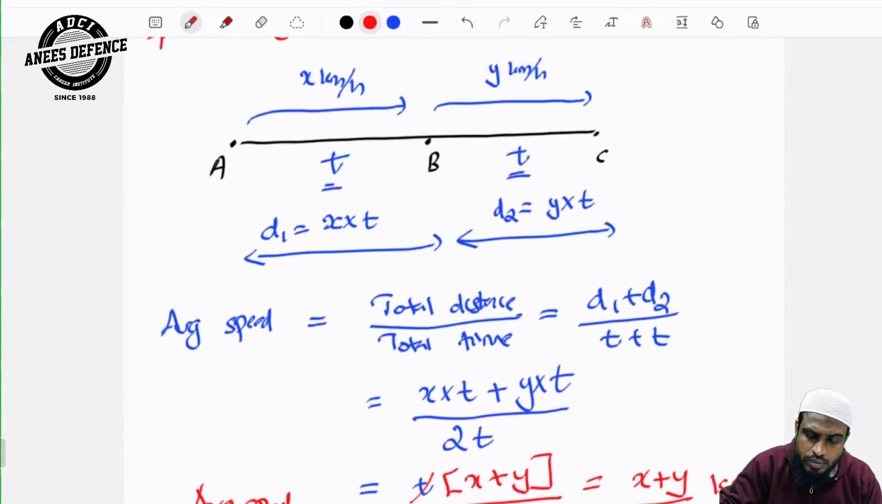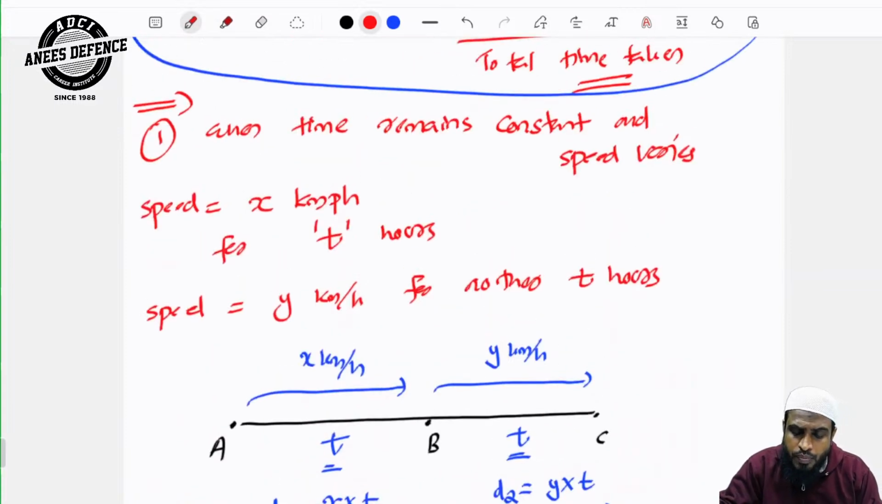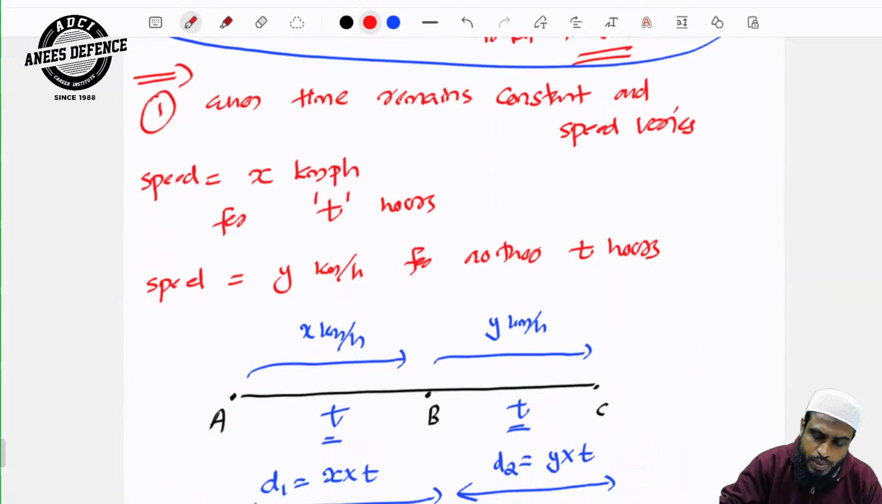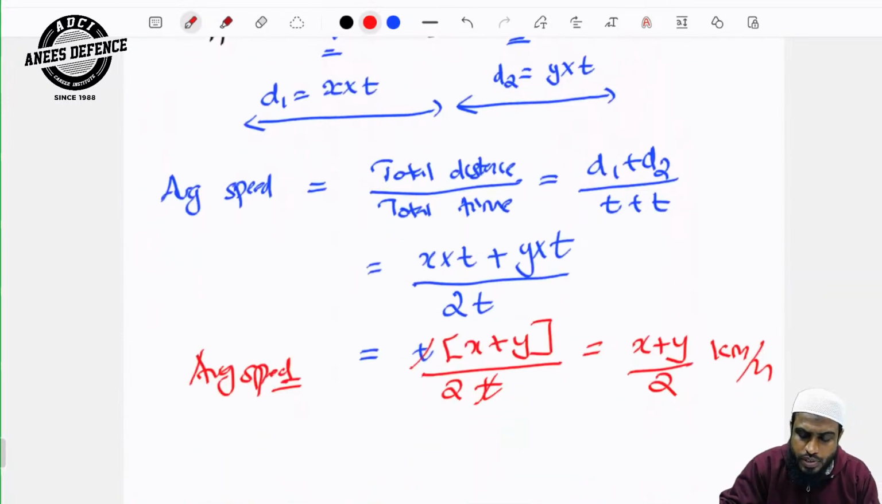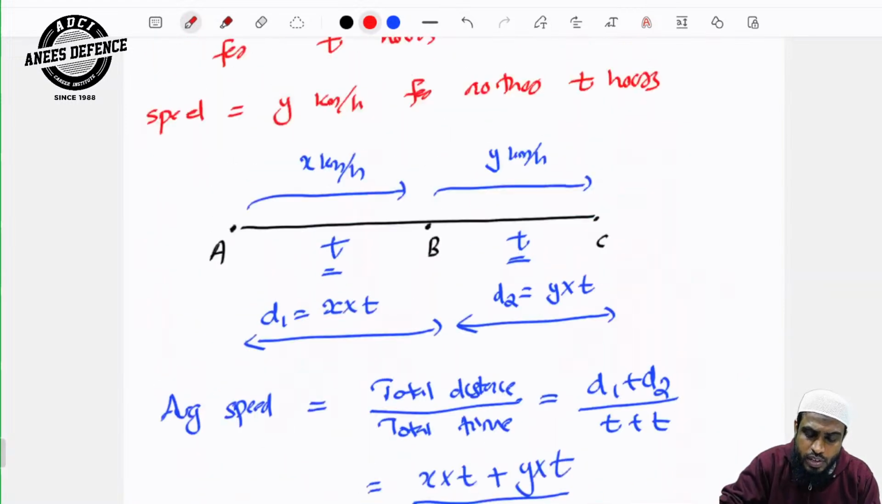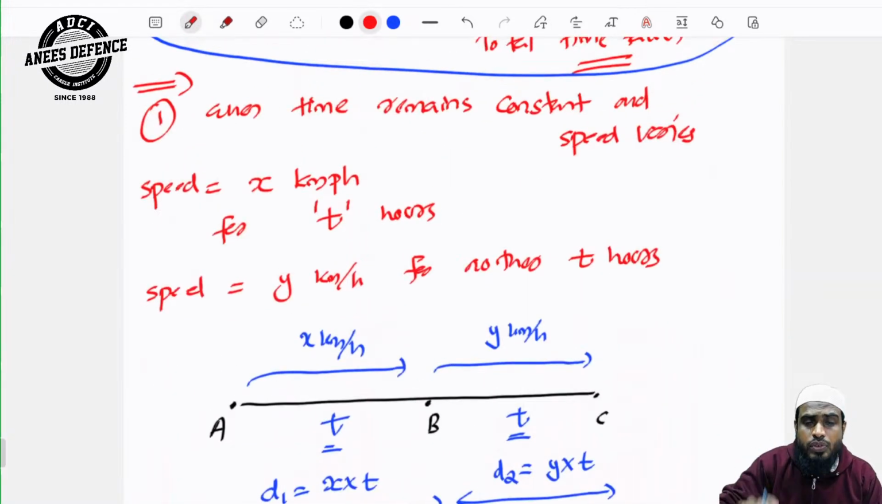So this is case 1. When time remains constant but speed varies, the average speed formula is x plus y by 2 kilometer per hour. What is the condition? When time remains constant. If a person is traveling from A to B and B to C, from A to B the time taken is t, and from B to C the time taken is t. Both times are equal, but in both parts he is going with a different velocity. So the average velocity is x plus y by 2.